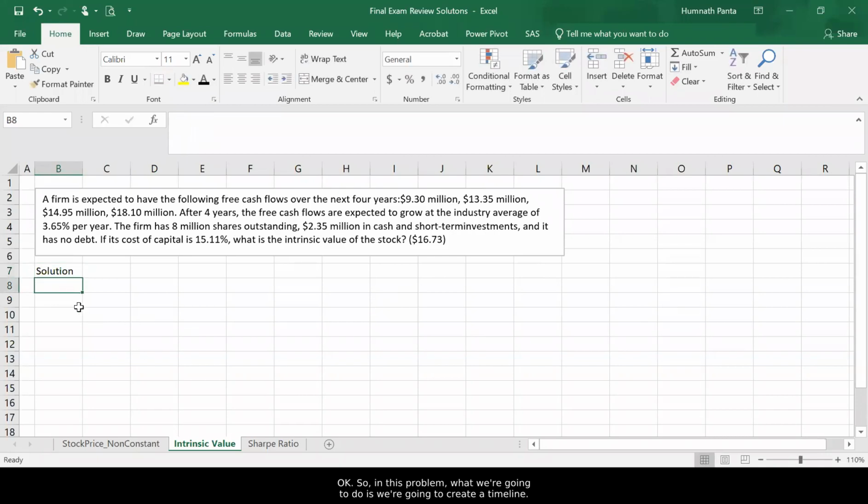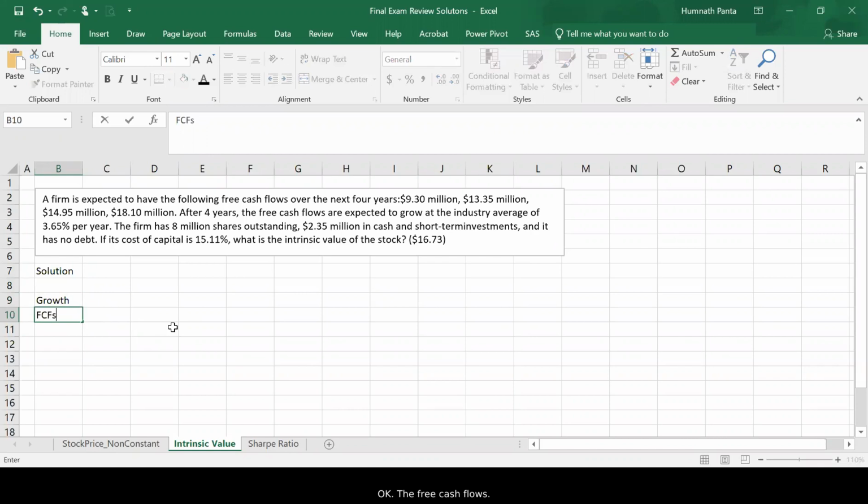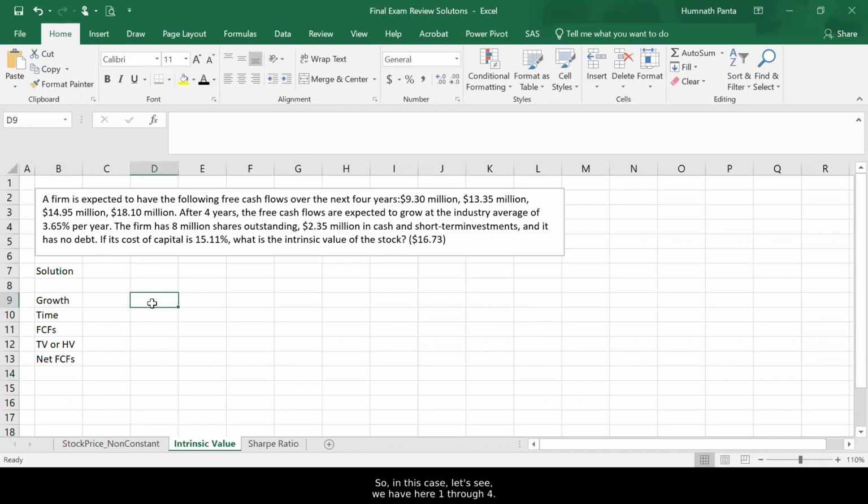In this problem, we're going to create a timeline. First of all, I'm going to put growth, and then free cash flows. Actually, I'm going to put time and free cash flows, and then here I'm going to do terminal value, or TV, or horizon value, and here in this case I'm going to put net. This one is similar to the one we use dividends for in stock price calculation. So I'm going to start with the growth.